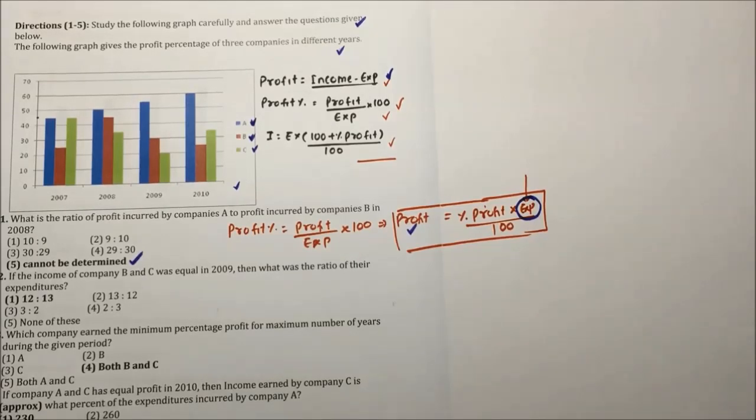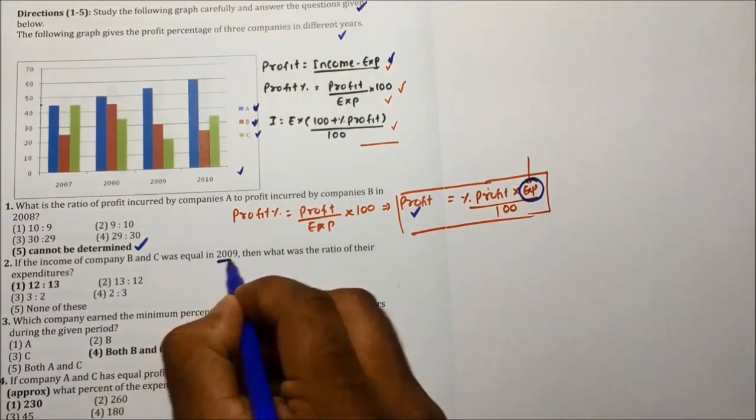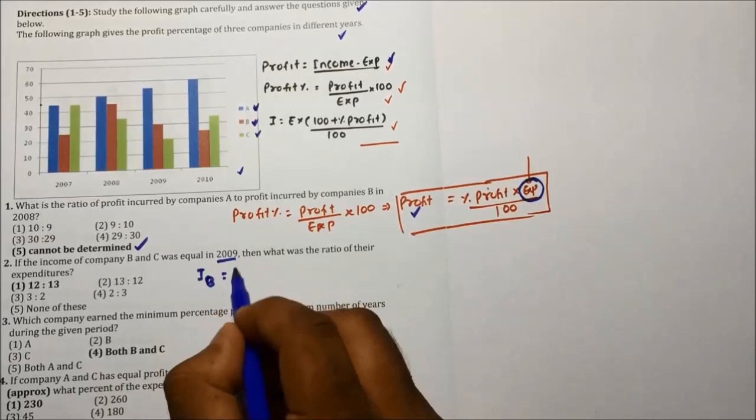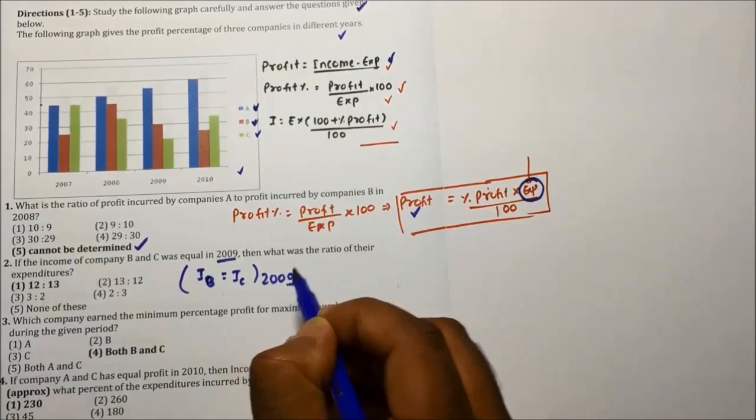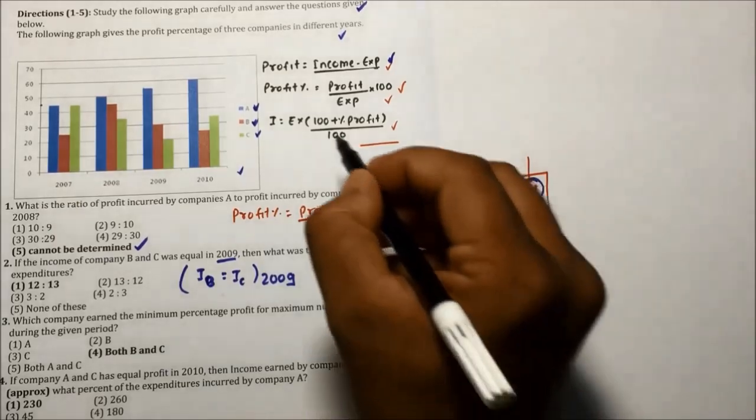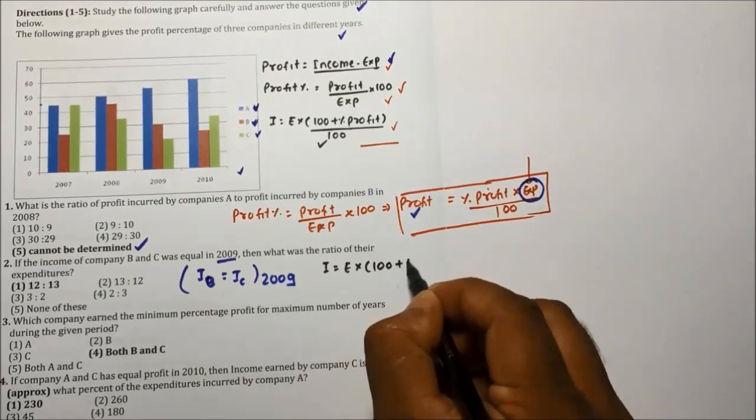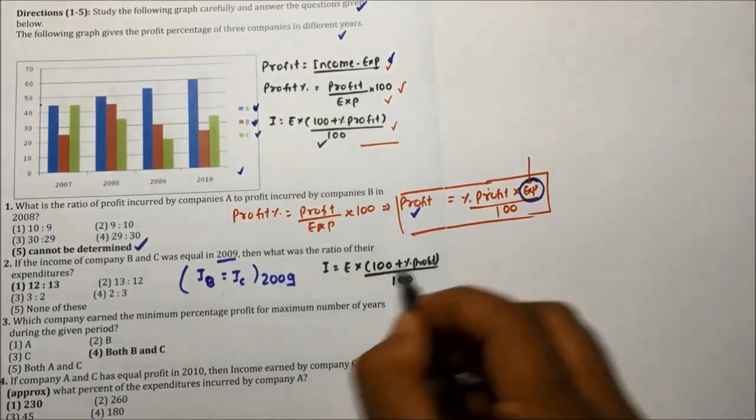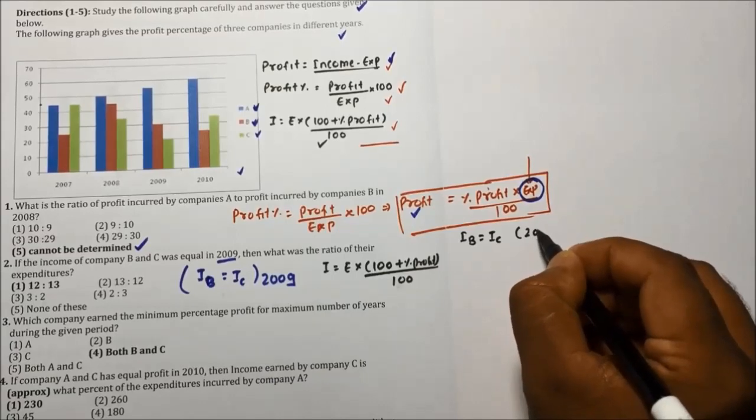Let's move to question 2. Now question 2 is, if the income of company B and C was equal in 2009, what is the ratio of their expenditure, right? Now we know the formula. Income is equal to expenditure into 100 plus percentage of profit, divided by 100, right? Now you can see income of B and income of C is equal in 2009.